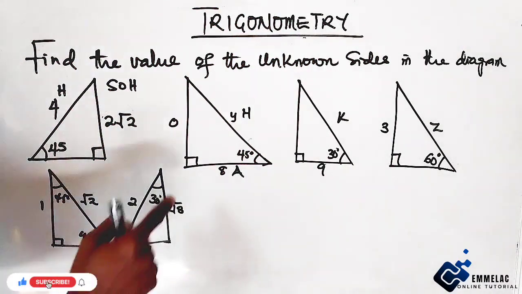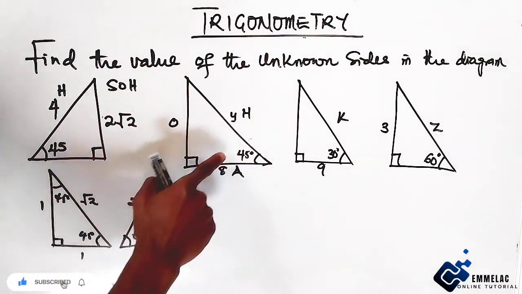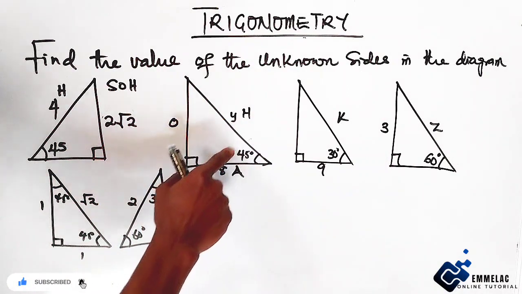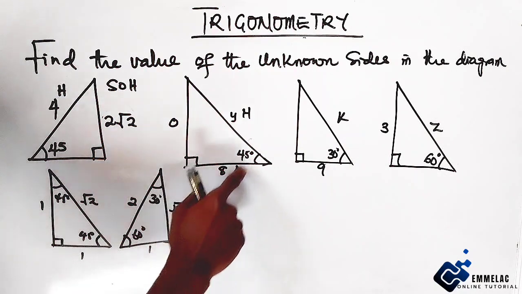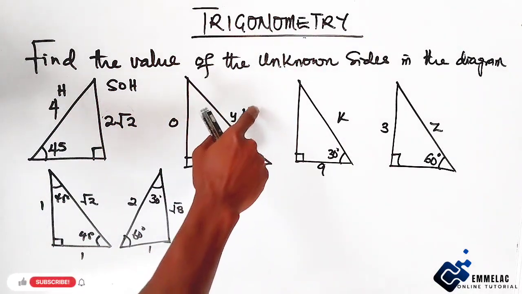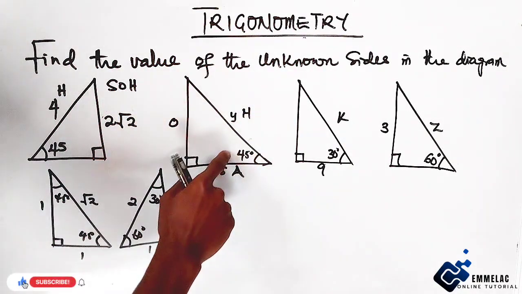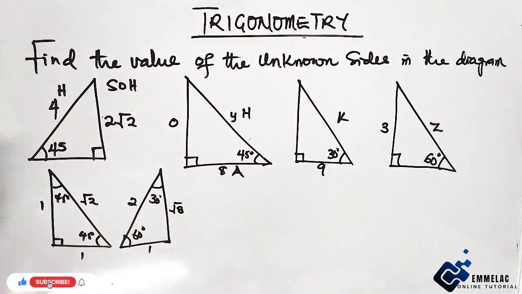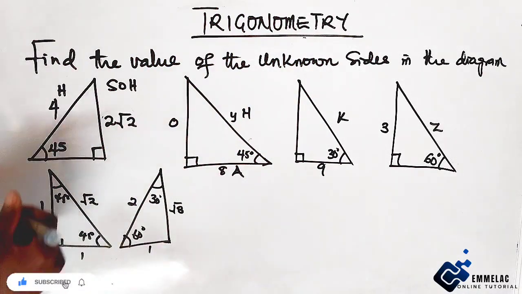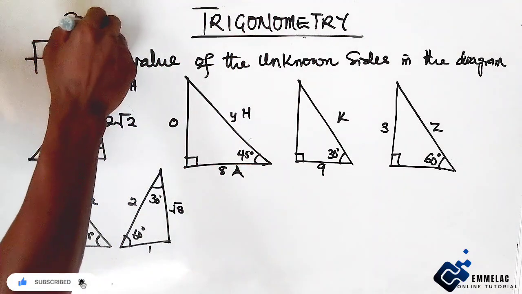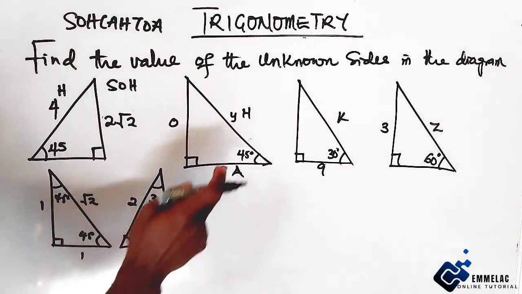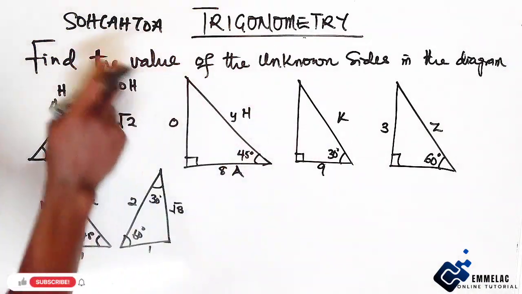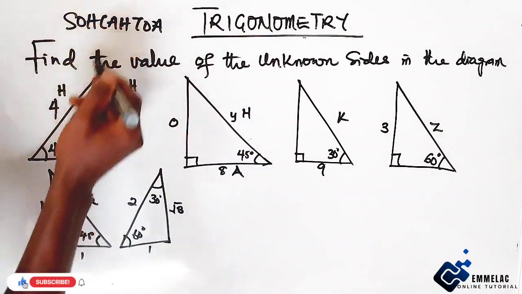Now the question is, what is the relationship between this angle, the unknown and the known? You can see that this is adjacent, this is hypotenuse and the angle. According to our SOHCAHTOA, let me write that here, SOHCAHTOA, so that it gives us a clearer picture. Now you can see adjacent and hypotenuse, which give us what?